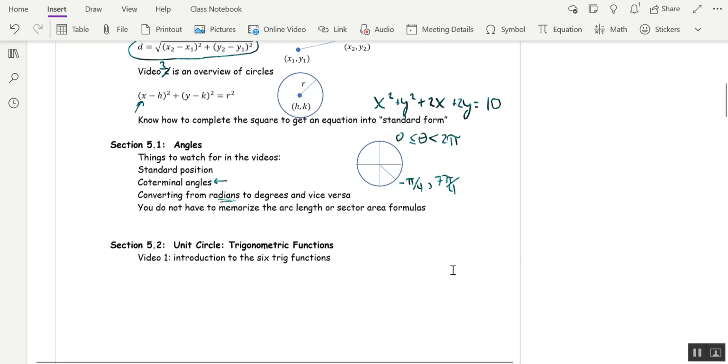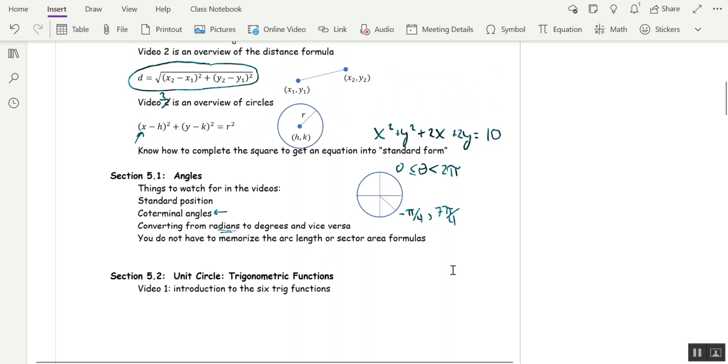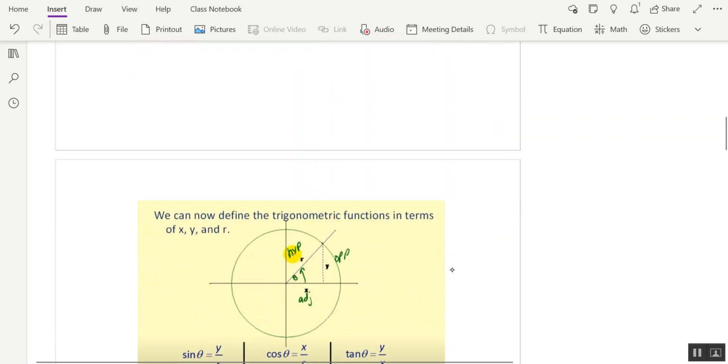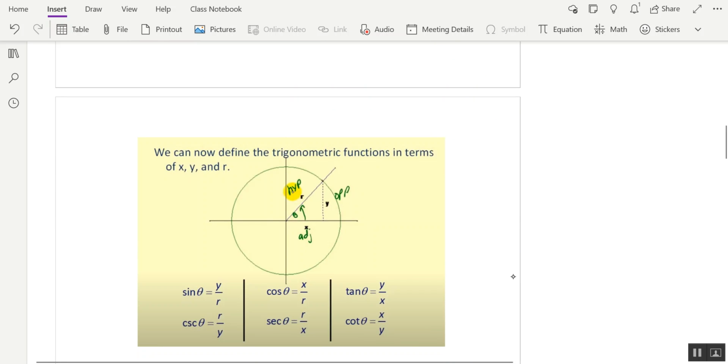If you haven't done any trig before, then you're going to have to invest some serious time here. Video 1 is just an introduction to the 6 trig functions. So if we're on a circle here of radius r, here's my angle theta. This is a picture right from one of the videos. This subtends a line, and where this line intersects this circle is the point x, y. And all the trig functions can be written in terms of x, y, and r. Sometimes they're written as opposite, adjacent, and hypotenuse. And sometimes we use x, y, and r.